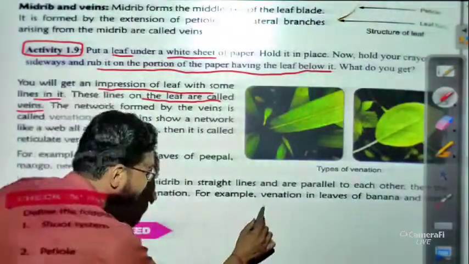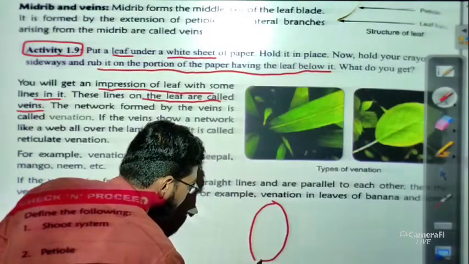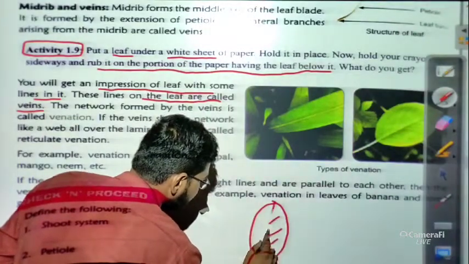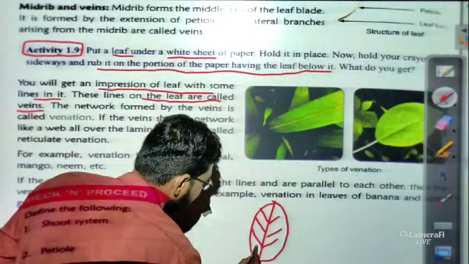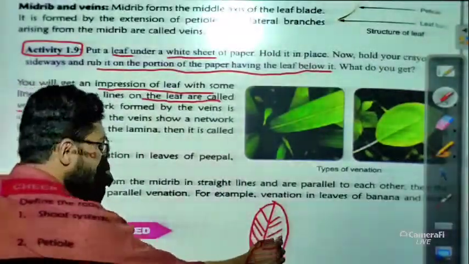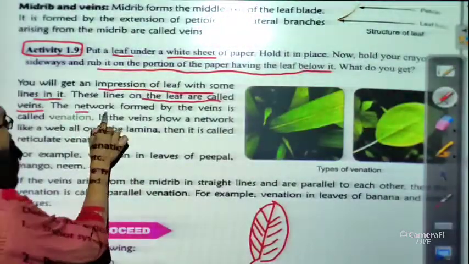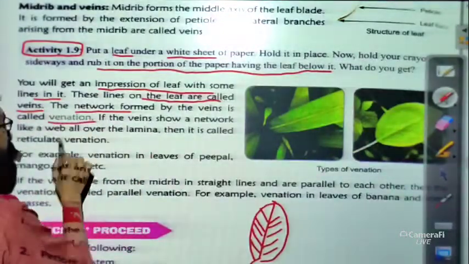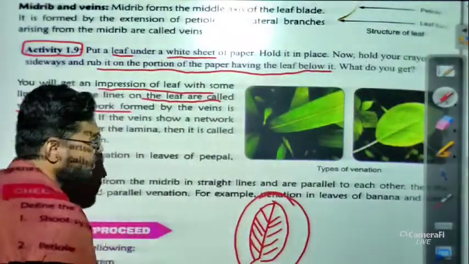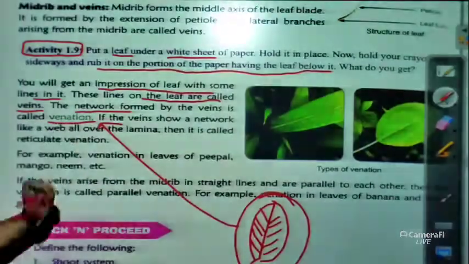If this is the leaf, let me draw a leaf. Basically veins means this part. This is the midrib and these are the veins. So these vein parts you will see if you perform this activity, and the network formed by the veins is called venation. This network, the whole system, we can call venation.